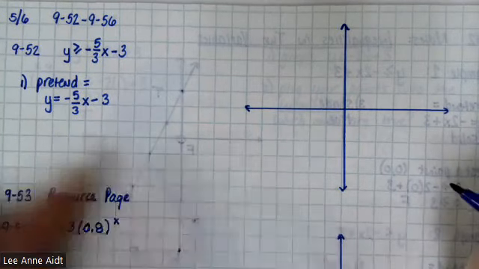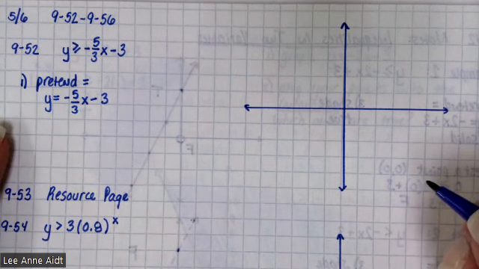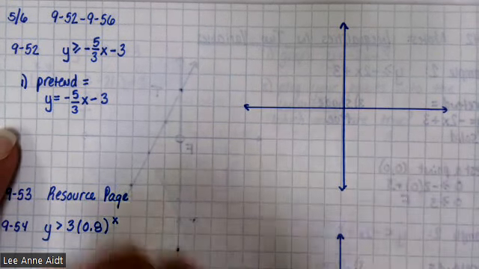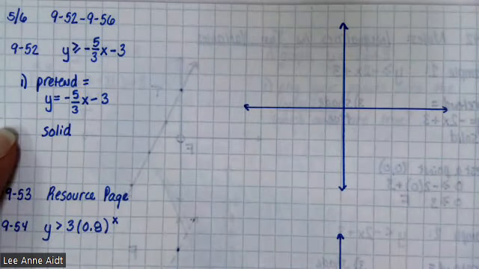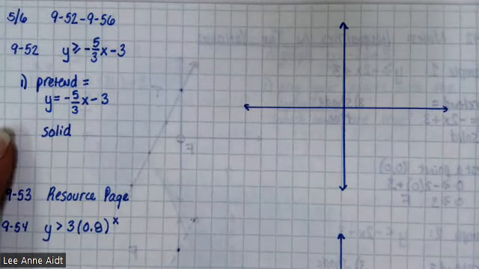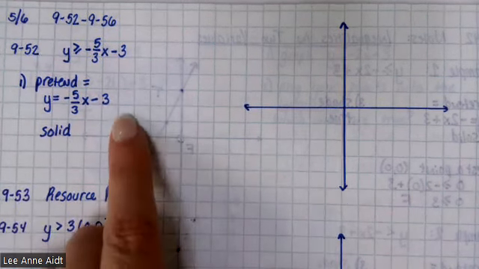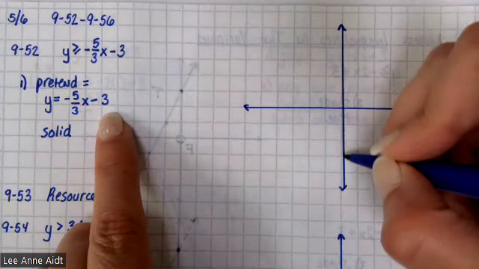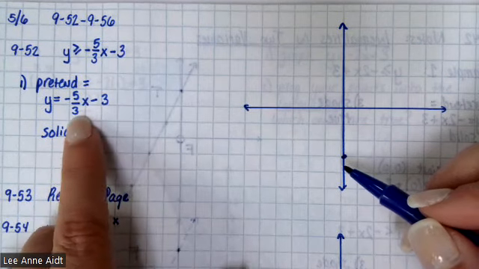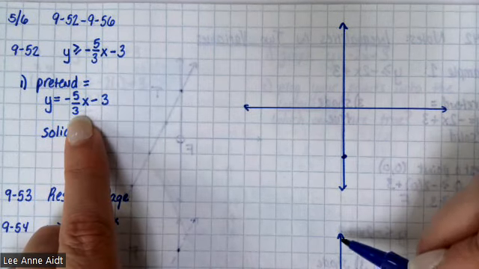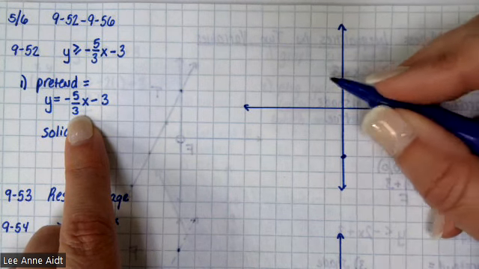Okay, come over here and graph it, but we have to decide if it's solid or dashed. Is this one solid or dashed? Solid. Does anyone need to know why it's solid? Are you good? Okay, so graph the -3 first, so down 3. And then the slope is -5/3. You're supposed to go down 5 over 3, but that's way off the graph. So I'm going to go up 5, back 3.